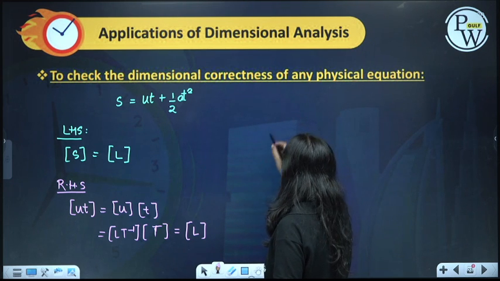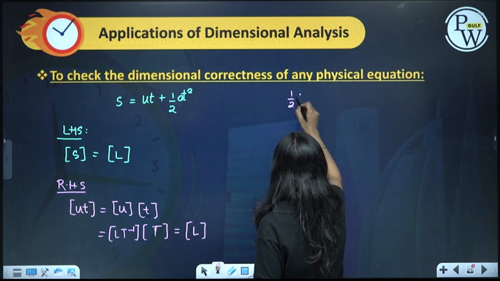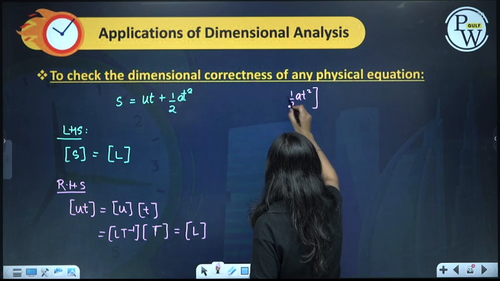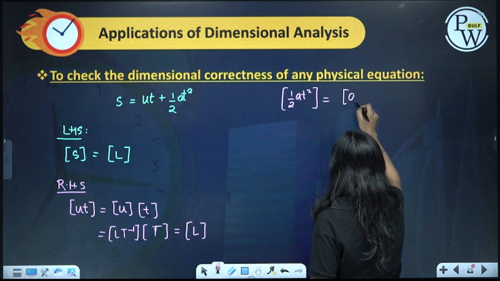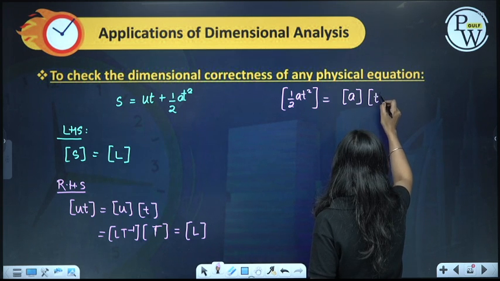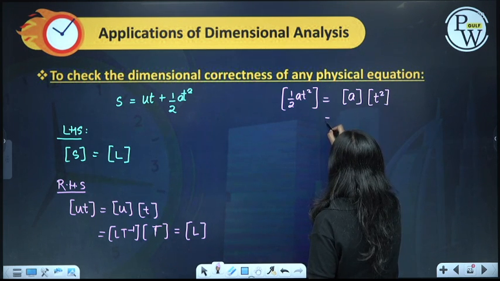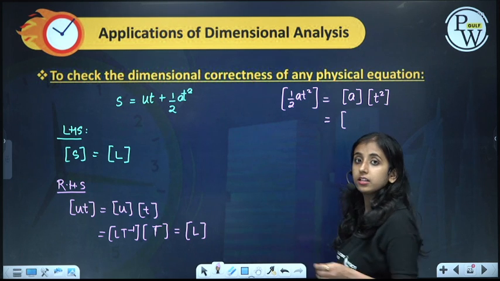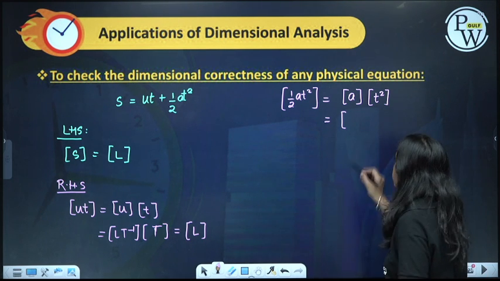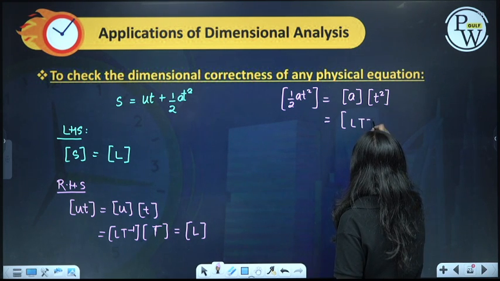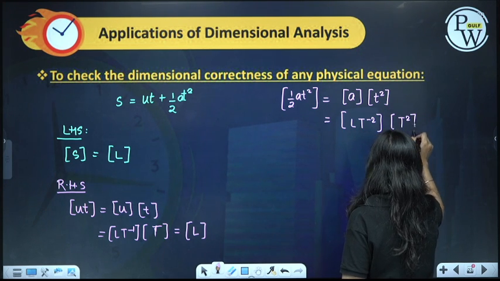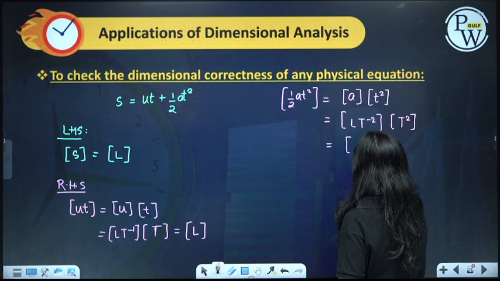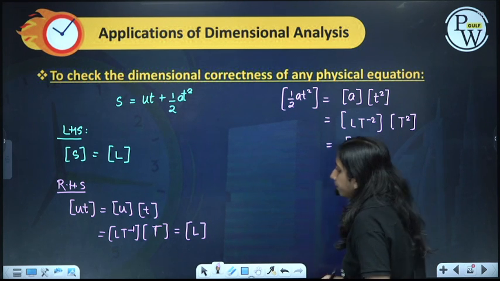Then the next quantity we have is half a t square. What will be the dimensions of half? It is a dimensionless number. Dimensions of a into dimensions of t square. So what are the dimensions of a? Acceleration, velocity per unit time. So L t minus 2 into t square will be time square. Now multiply it, we will get L.